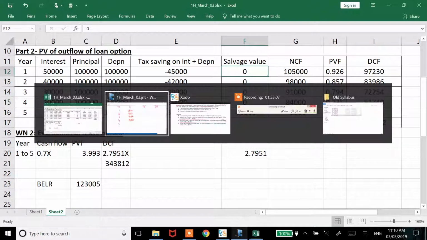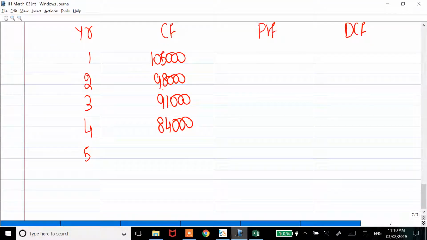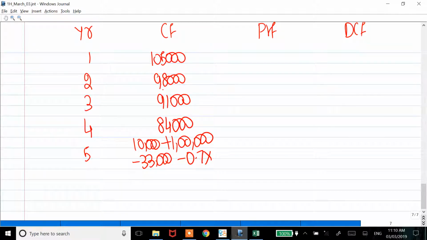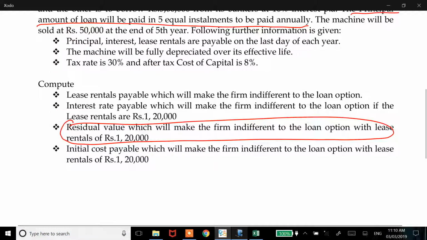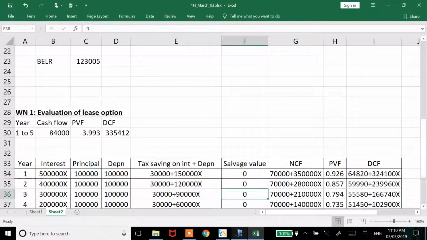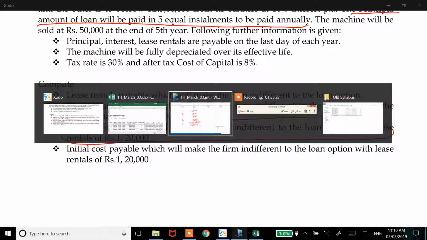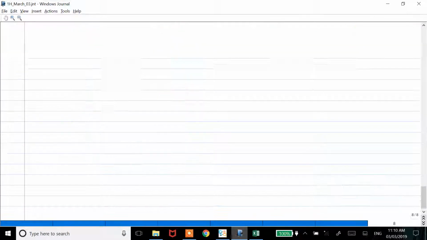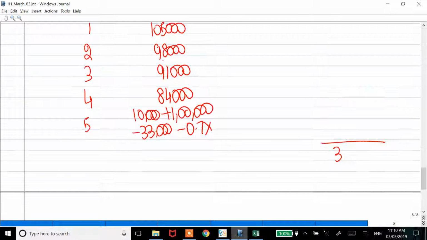So last year is 10,000 of interest, 1 lakh of principal, 33,000 of depreciation benefit, and salvage value of 0.7x, and this should equate to the lease option, 335,412. It should equate to 335.